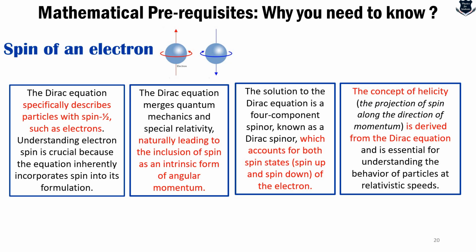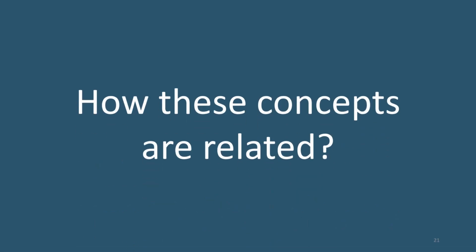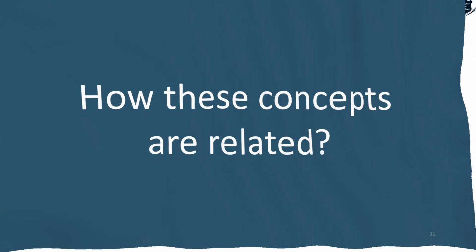Helicity here means the projection of spin along the direction of momentum. We saw plus and minus gamma 5. So that is the helicity, and it is derived from the Dirac equation. So obviously it is quite evident that the spin of an electron is very important to this. That is what I was telling, that now we will explore how these concepts are related, because if they do not have any relation or relevance, then why should we go?